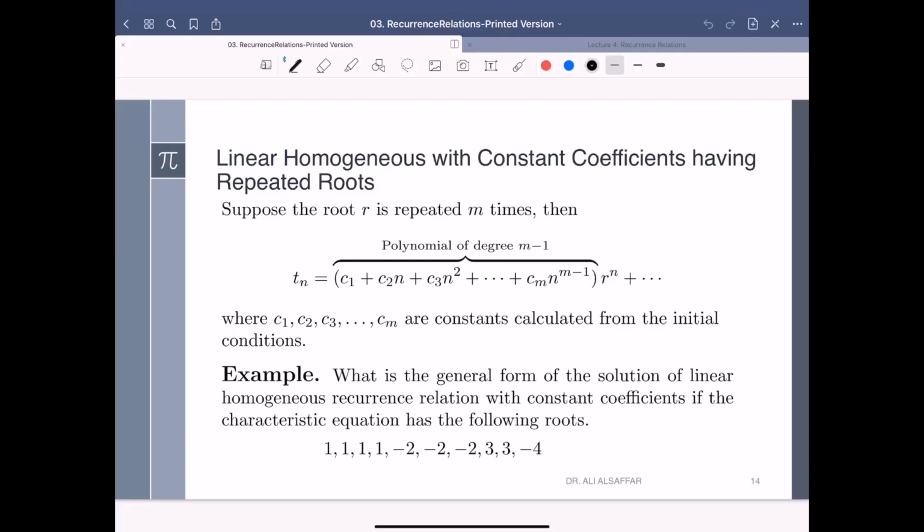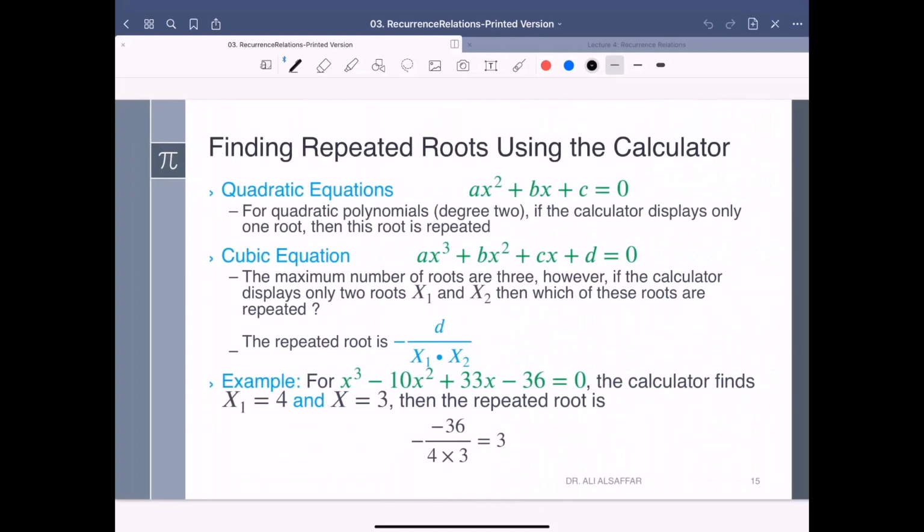If you are using a calculator and you found the roots, if you have repeated roots, how to determine from the calculator that you have repeated roots? If you have, for example, a quadratic equation, and this is the form of the quadratic equation. So for a quadratic polynomial, which is degree 2, if the calculator displays only one root, then this is the only root, which is repeated. So for quadratic equations, there is no problem.